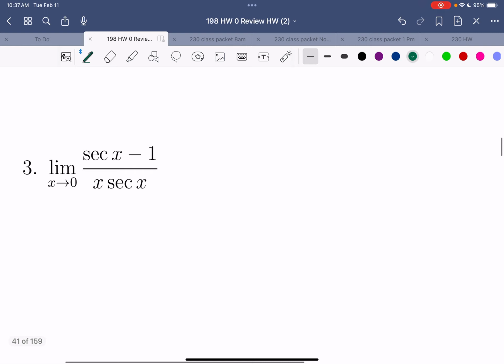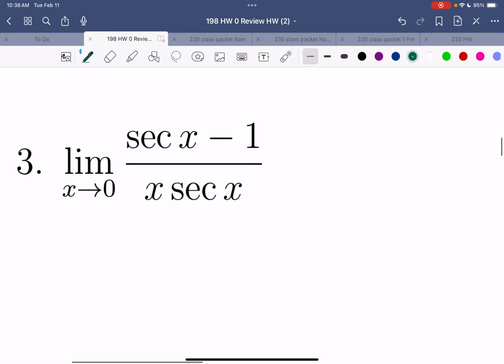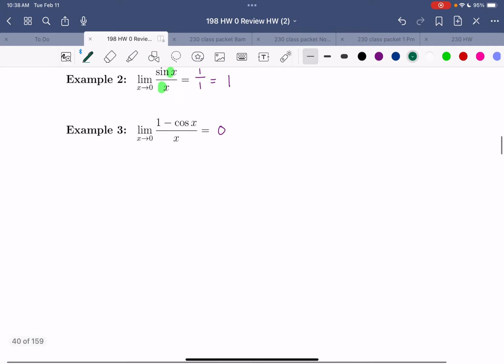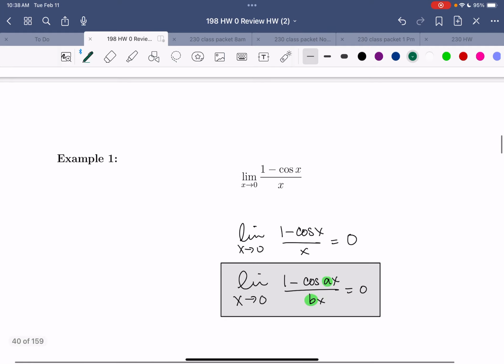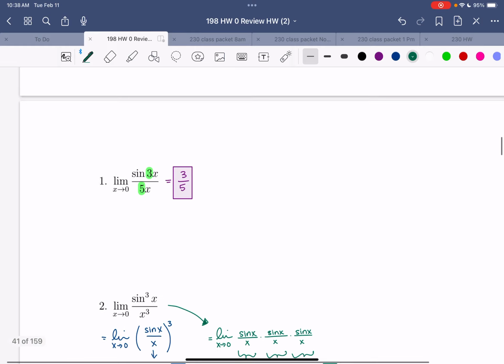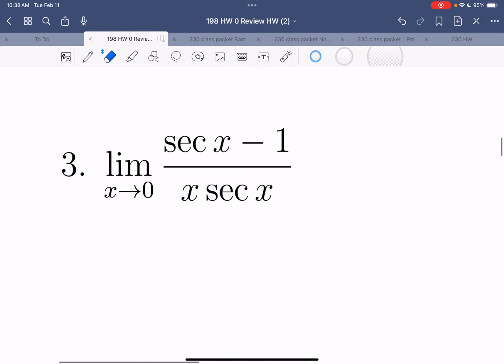Okay, now, number 3, the limit as x goes to 0 of secant x minus 1 over x secant x. Whew, we made a little bit of a big jump here, but I promise it gets easier. So the big thing here is that we went to a trig function that's not a sine or a cosine, all right? If I go back up here, the only special limits I have involve cosine or sine. So if I'm going to figure out a secant, I'm going to have to switch it to sines and cosines.